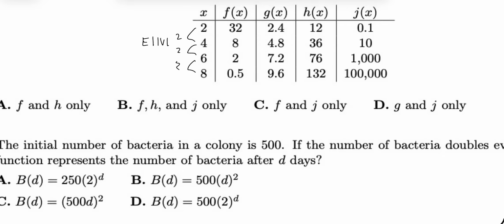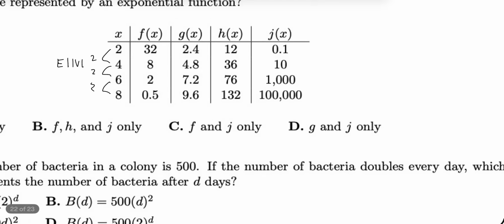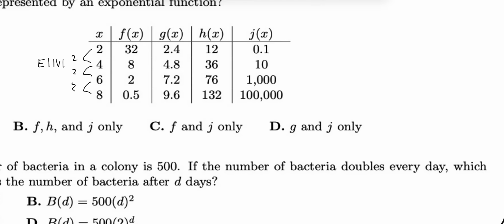We're going to check the ratios. Let's do the ratio of the output at input 4 over the output at input 2. That's going to be 8 over 32, right? Equal to 1 over 4. Here you have 2 over 8, that's going to be 1 over 4. Here you have 0.5 over 2, which is 1 over 4.